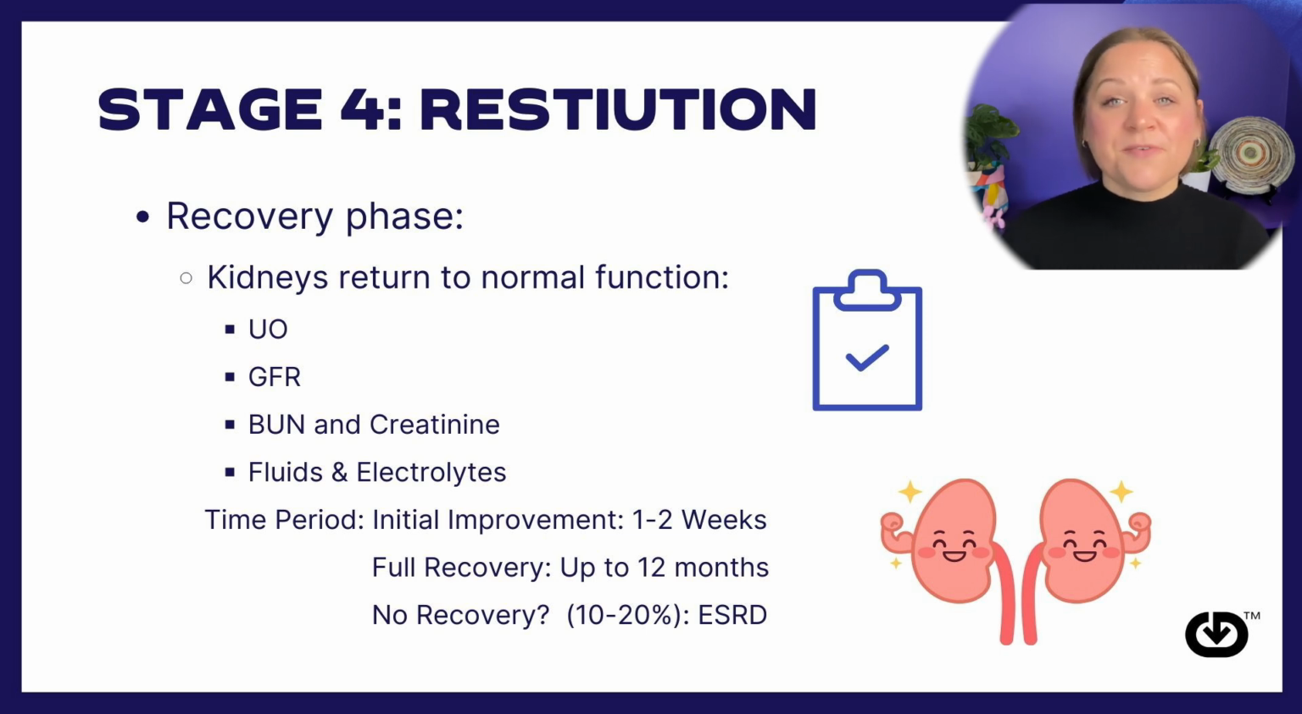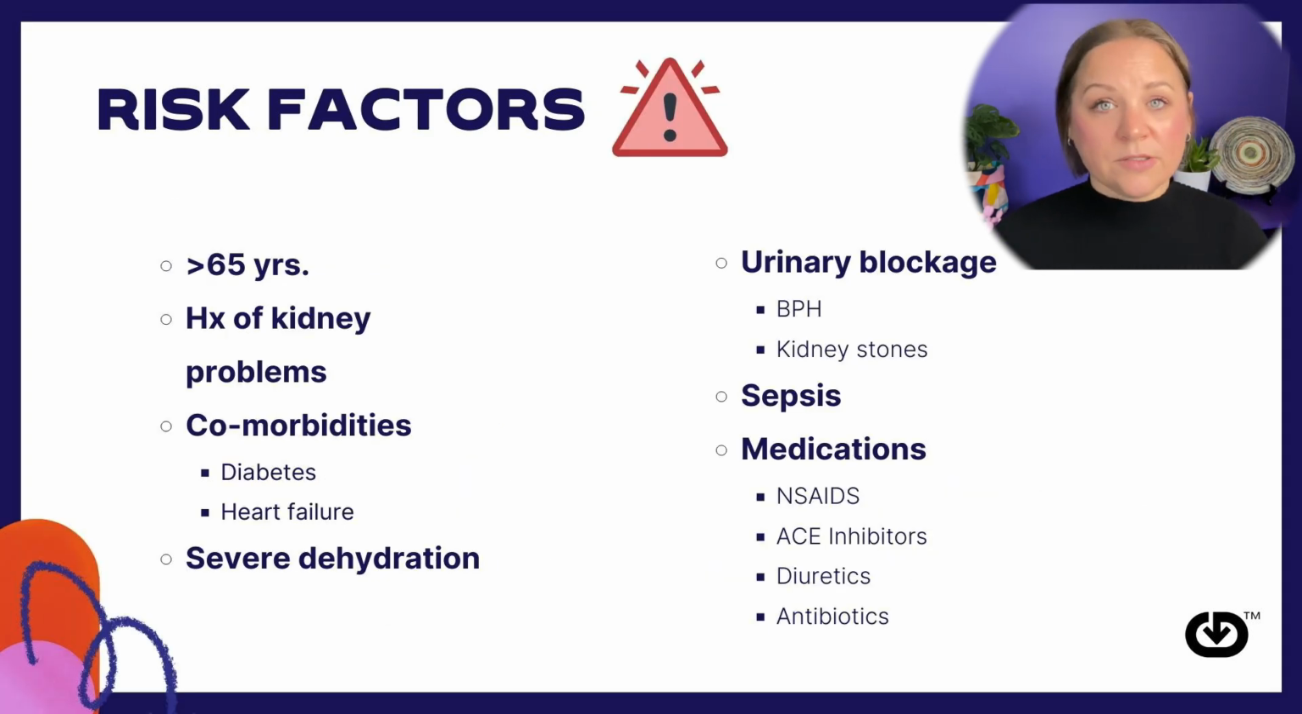Now, risk factors for acute kidney injury include an older age due to the kidneys being more tired and more susceptible to injury, a history of kidney problems, comorbidities like diabetes and heart failure, because those can cause perfusion issues, which could impact the kidneys. Severe dehydration, urinary blockages like BPH or kidney stones, sepsis, also a perfusion issue, and those nephrotoxic drugs, those kidney killers like NSAIDs, ACE inhibitors, diuretics, and antibiotics like vancomycin and aminoglycosides.